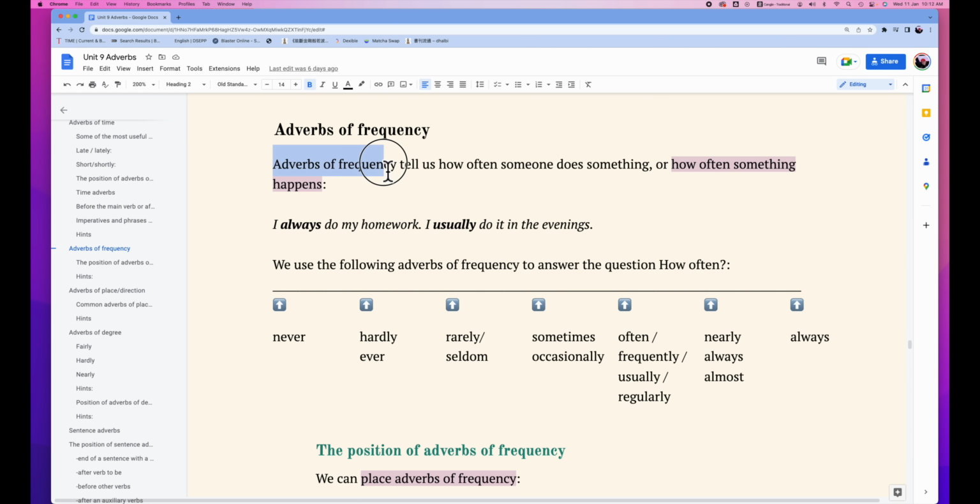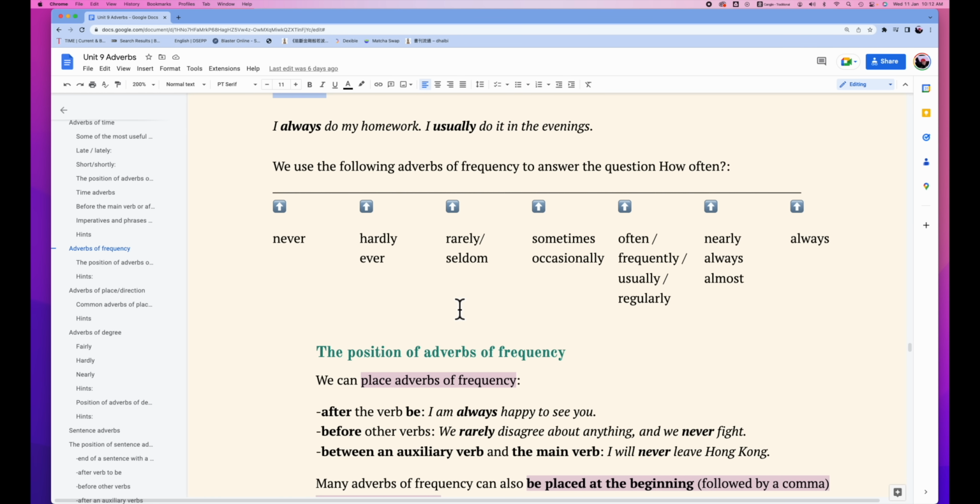So what is the function of adverbs of frequency? Let's take a look. Adverbs of frequency tell people how often someone does something or how often something happens. There are lots of adverbs of frequency, starting from a frequency of 0 to a higher degree of frequency. Never, hardly ever, rarely, seldom, sometimes, occasionally, often, frequently, usually, regularly, always, almost.